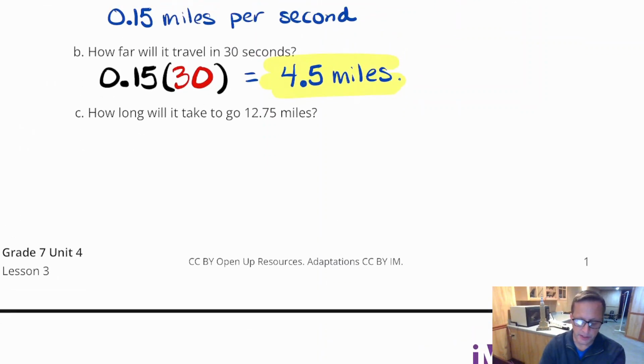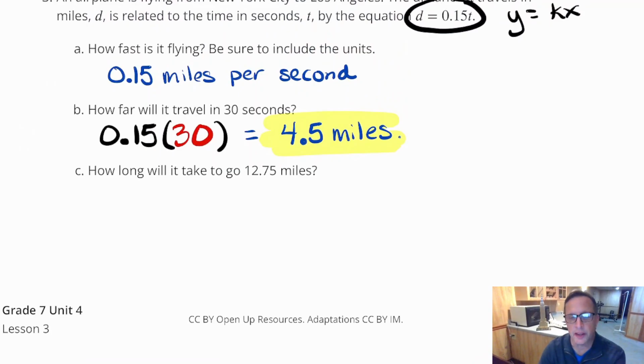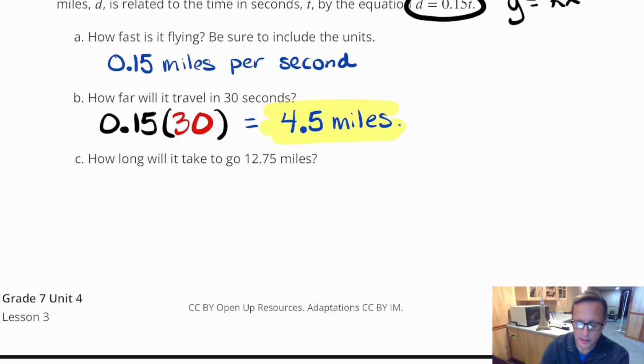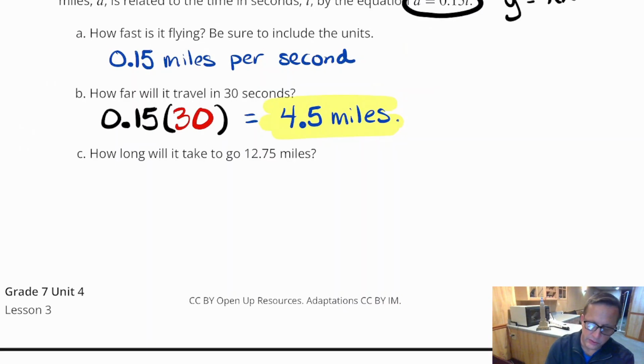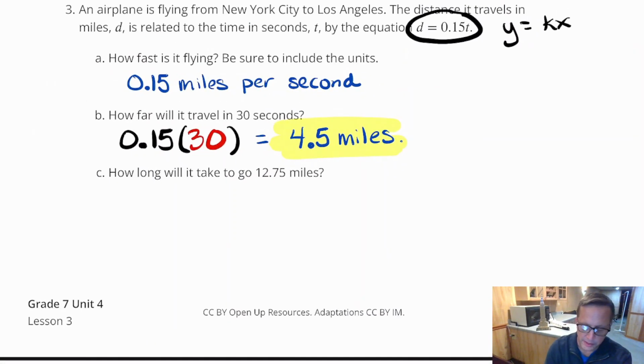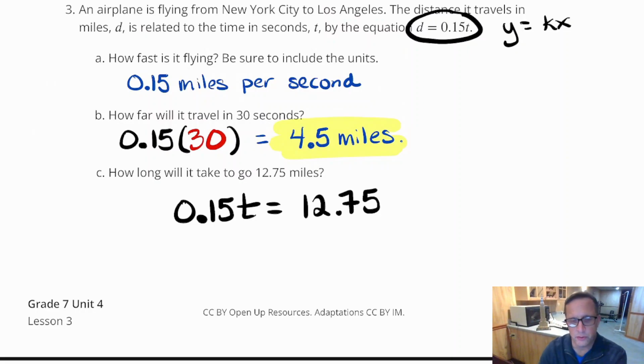For question C, it's asking now how long will it take? So it's asking for the time. And we're not going to do that the same way we just did the other one. I'm going to set this up more into the equation format. So we got 0.15t, which is the speed of the plane, times the number of seconds, is equal to distance. Now for this problem, we know the distance is 12 3/4 miles, so 12.75.